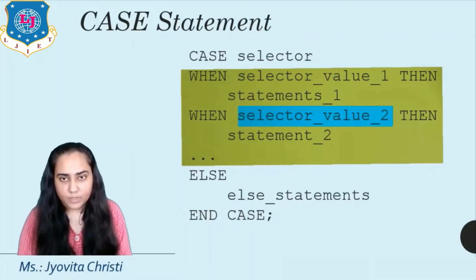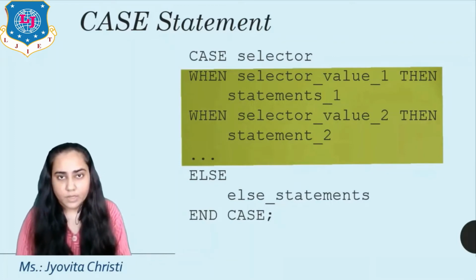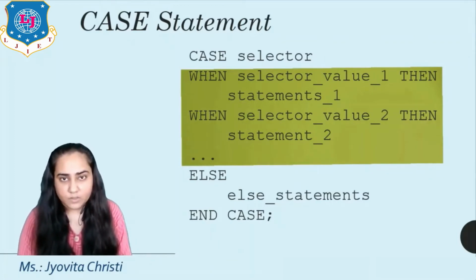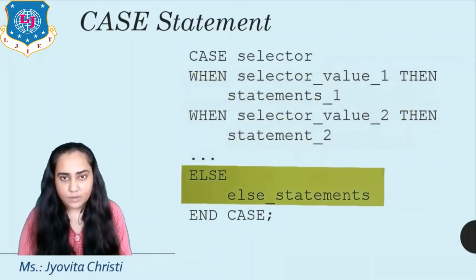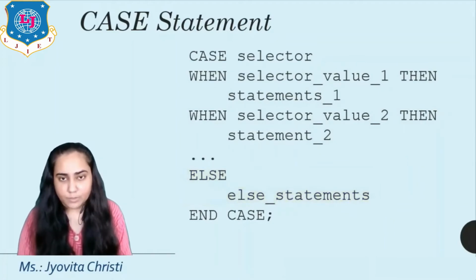are evaluated sequentially. If the result of a selector value equals the result of the selector, then the associated sequence of statements executes and the case statement ends. In addition, the subsequent selector values are not evaluated. If no values in the when clauses match the result of the selector in the case clause, the sequence of statements in the else clause execute. Let's see all this better with an example.